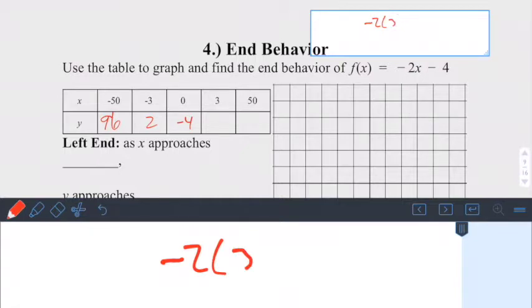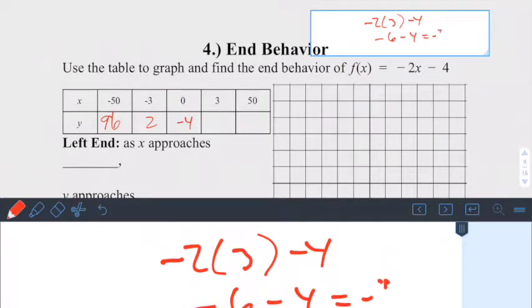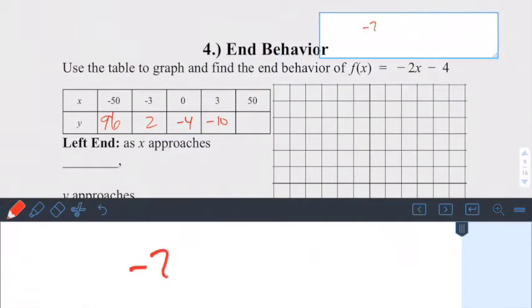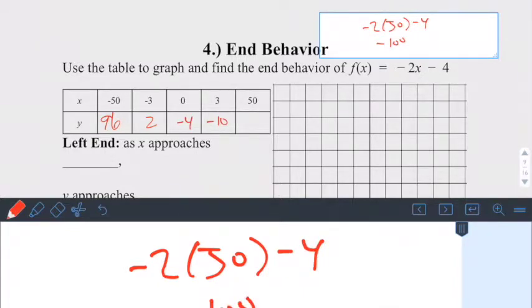Negative 2 times 3 minus 4, this is negative 6 minus 4, negative 10. And negative 2 times 50 minus 4, this is negative 100 minus 4, negative 104.